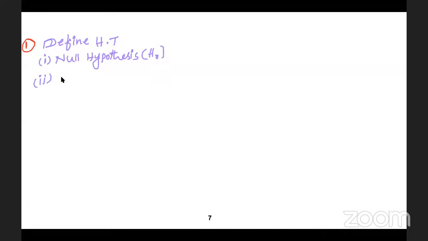The first step is define hypothesis. What is that? As part of defining the hypothesis test, we have to identify two terms. One is the null hypothesis, which is denoted as H naught. The second one is the alternate hypothesis. So this is HA.